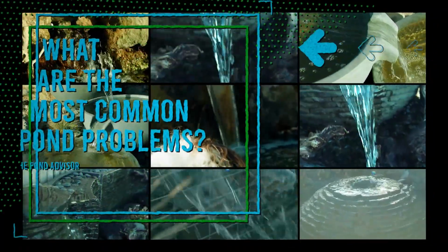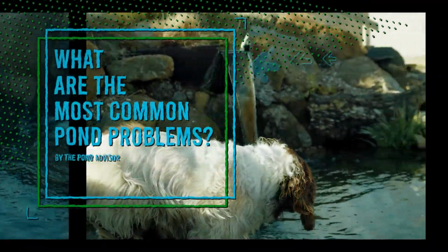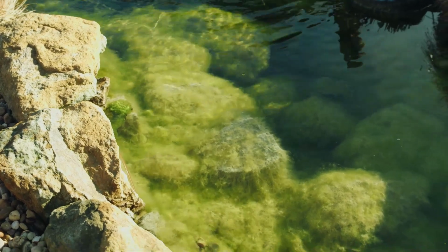And today's video is all about the 5 most common problems a pond owner can have. If you're a beginner or if you're an experienced hobbyist, this is the video for you. Let's get started. One of the most common problems a pond owner can have is too much green stuff.